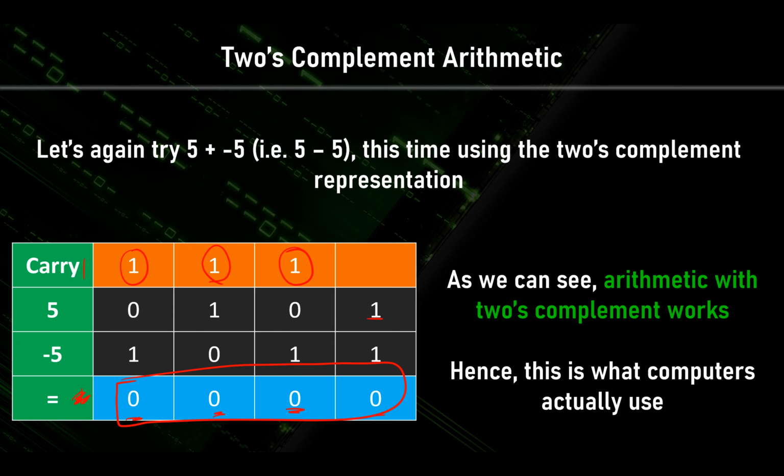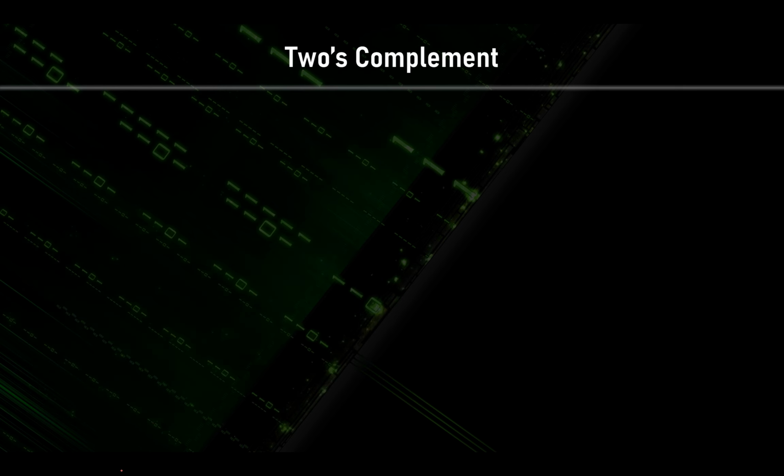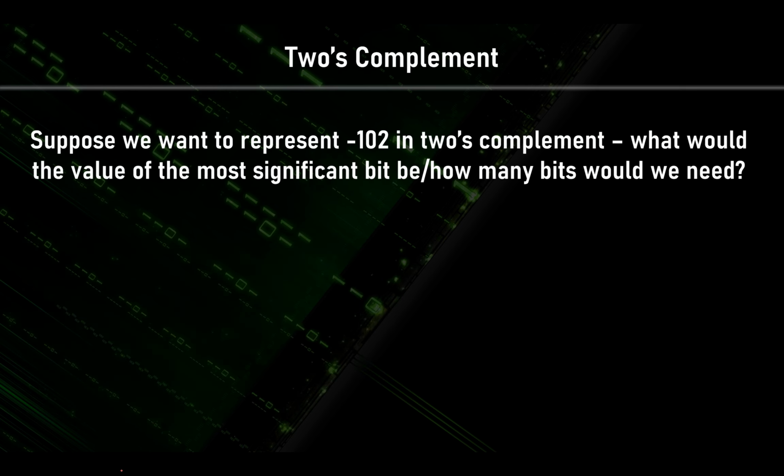Because the arithmetic works, this is what computers, phones, just electronic devices actually use. So let's look at a more difficult example. Suppose we want to represent minus 102 in 2's complement. What would the value of the most significant bit be, and how many bits would we need?